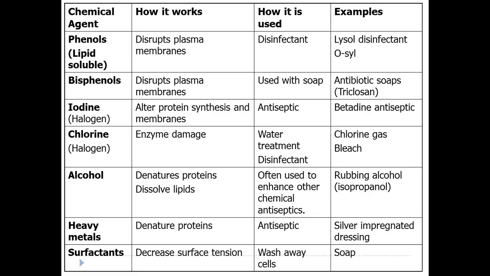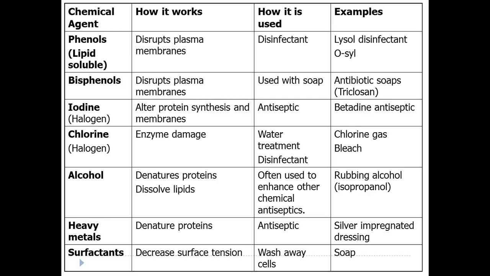So, chemical agents, this is a table. Phenols, which are lipid-soluble, disrupt plasma membranes. It's used as a disinfectant, so a perfect example would be the O-Seal that we use in the lab, as well as Lysol disinfectant. Bisphenols disrupt plasma membranes, and it's used with soap. You usually find an agent called triclosan in your antibiotic soaps.